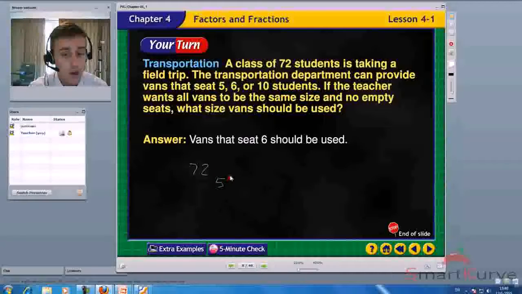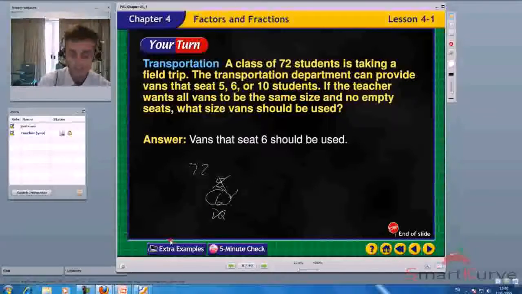So 5, no. 6: we know that 72 is divisible by 2 because it ends in a 2. And we know it's divisible by 3 because 7 plus 2 is 9. So we know that 6 would factor into 72. And 10: the last digit is not a 0, so we know it is not divisible by 10. So she would want vans of 6.